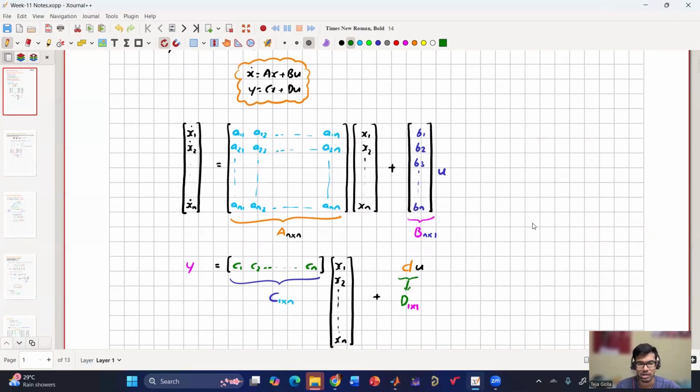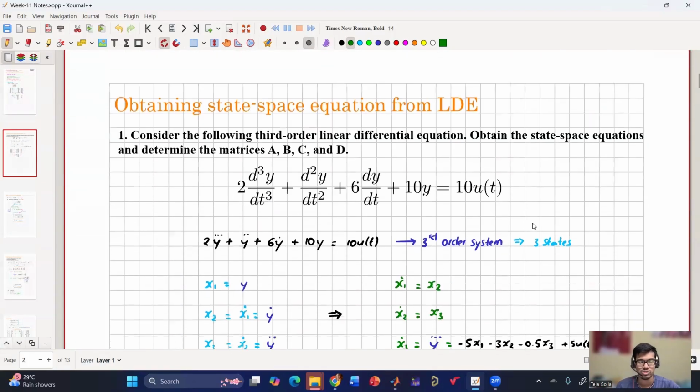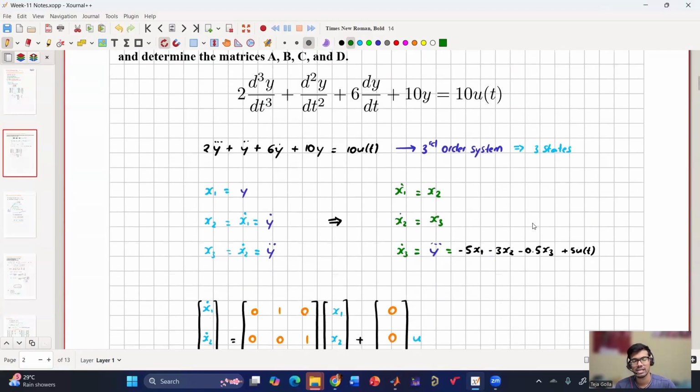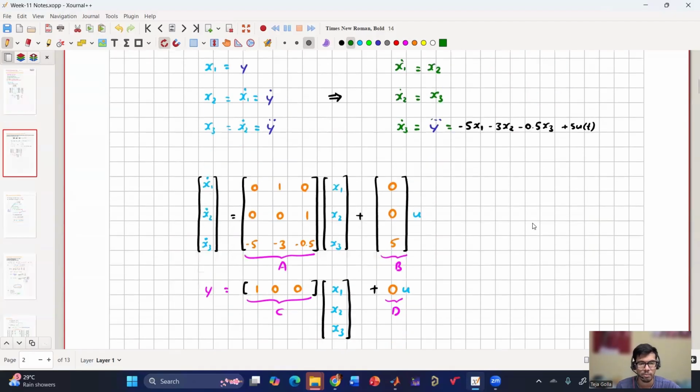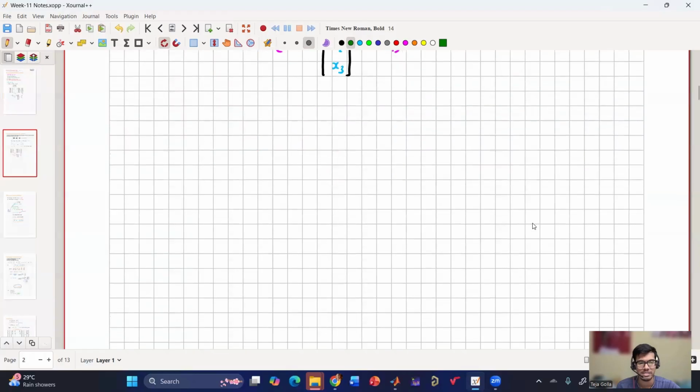We have written a generic form, and after that we have solved one problem quickly where we were asked to obtain the state space equation from the linear differential equation. In this case, we have been given one third order linear differential equation. So we have considered y to be our state and the subsequent states to be the derivatives of y. How many such states do we have to consider? Same as the order of the system. Since it is third order, we have to consider three states. Then we have calculated the derivative of the states and obtained the equations, and then we have written them in matrix form. So in that way, we got the ABCD matrix.